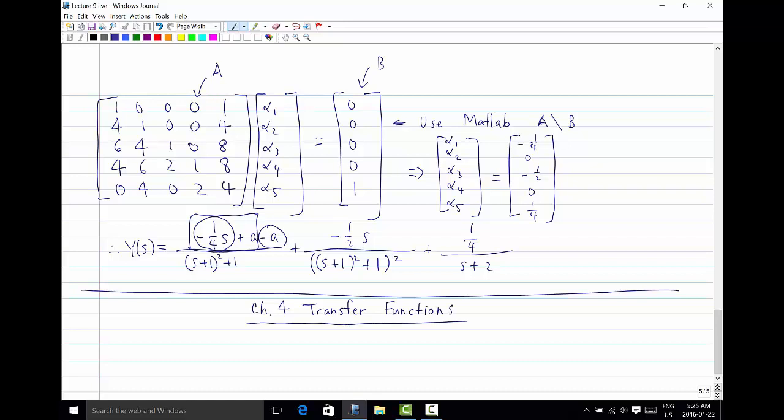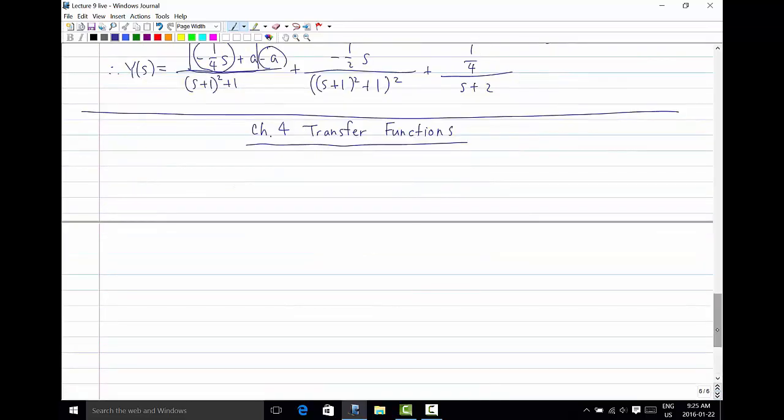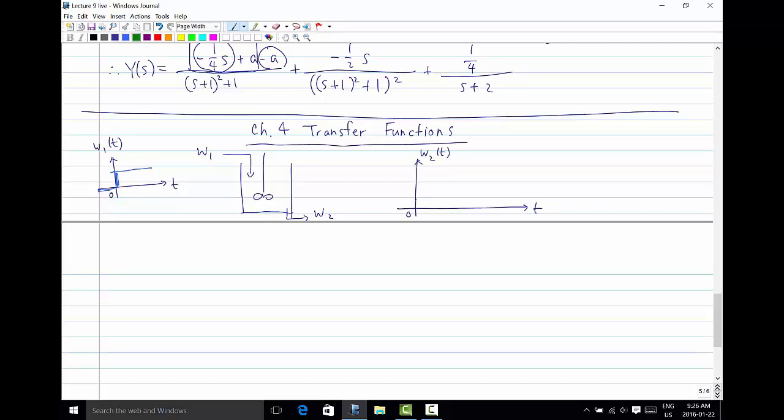The next chapter, chapter 4, deals with the concept of transfer functions. To introduce that concept, let's look at the general example of a tank in a process. The input is the inlet flow rate W1, and the outlet flow rate W2 is the output.